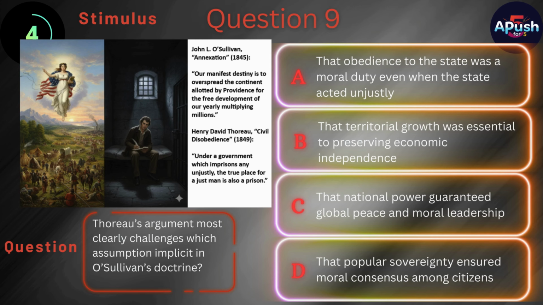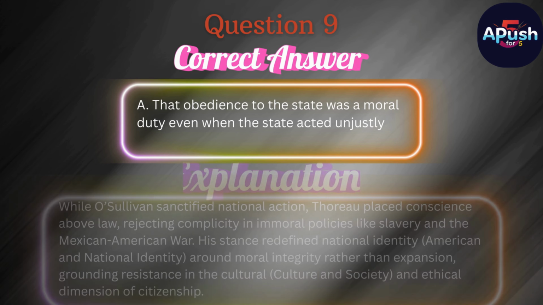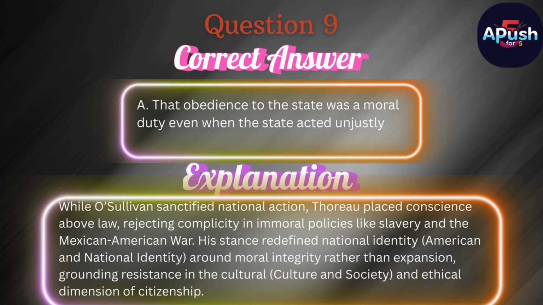The correct answer is A. That obedience to the state was a moral duty even when the state acted unjustly. While O'Sullivan sanctified national action, Thoreau placed conscience above law, rejecting complicity in immoral policies like slavery and the Mexican-American War. His stance redefined American national identity around moral integrity rather than expansion, grounding resistance in the culture and society, and ethical dimension of citizenship.